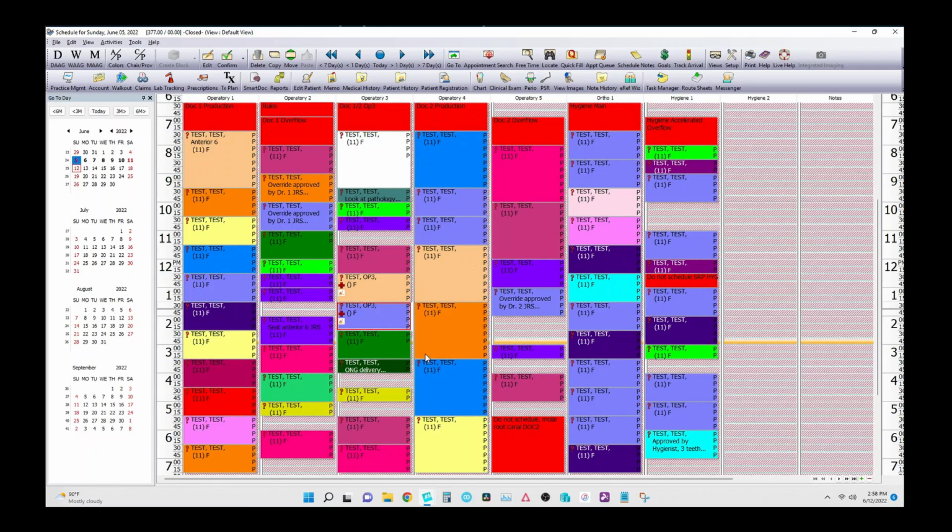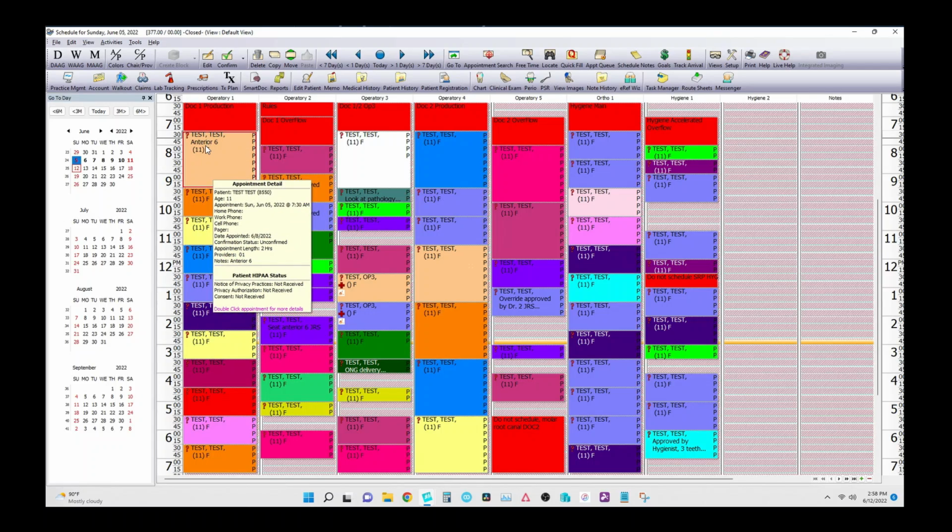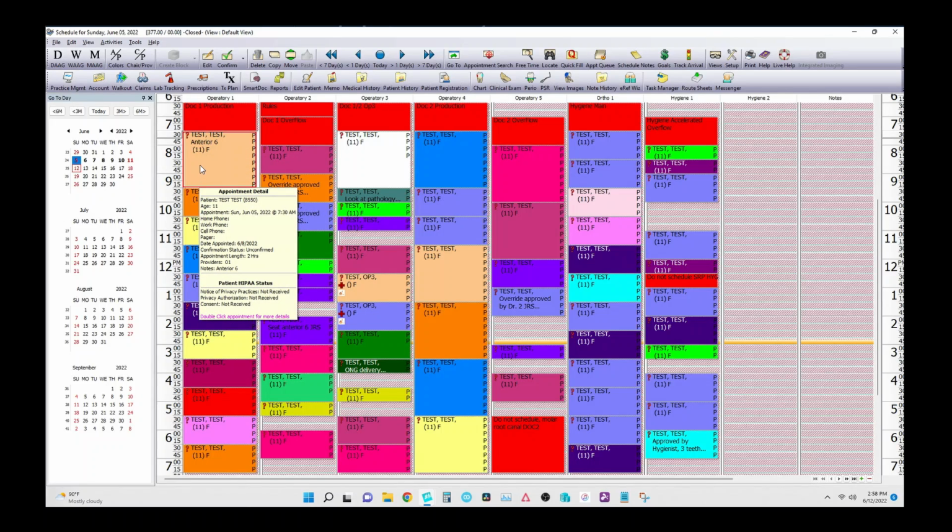So the other thing too here is you're going to see that there are occasional appointments that are extended. Okay, even with the owner doctor here, they have an anterior 6 and they have extended this crown preparation to 2 hours. Now you'll see they did not extend it to an hour and a half.